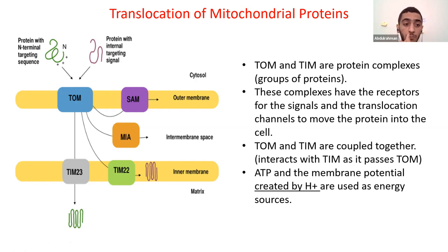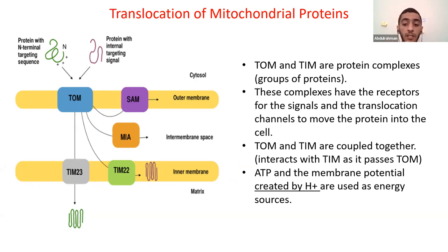Now, the TOM and the TIM, the outer membrane and the inner membrane, are complexes, which is basically a group of proteins that are going to have a receptor, and they're also going to have a channel. Now, what's important between the TOM and the TIM is that they are coupled together. What does that mean? As the protein passes through TOM, it's going to get bound by TIM to be pushed inside the cell. They're working together. They're coupled together.